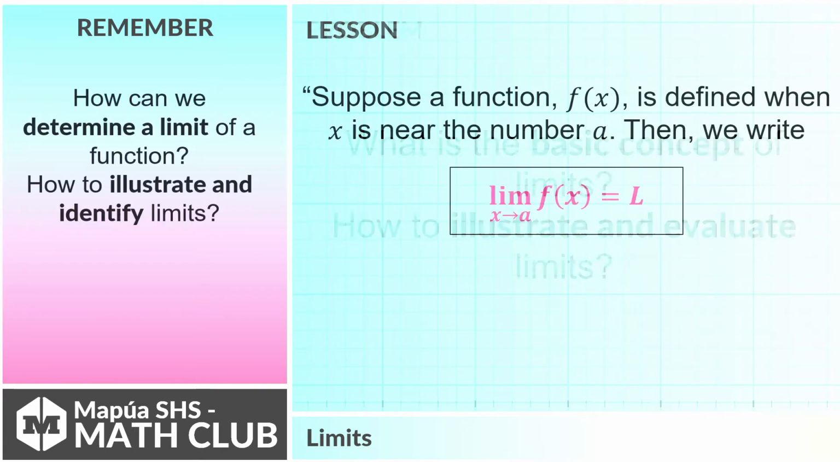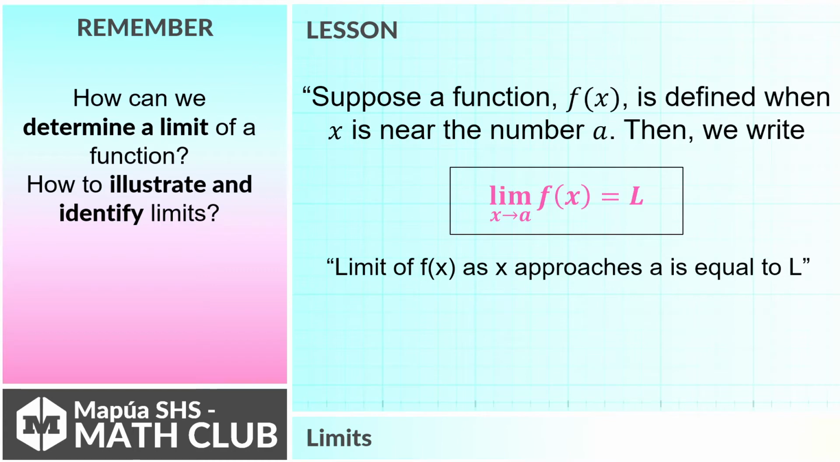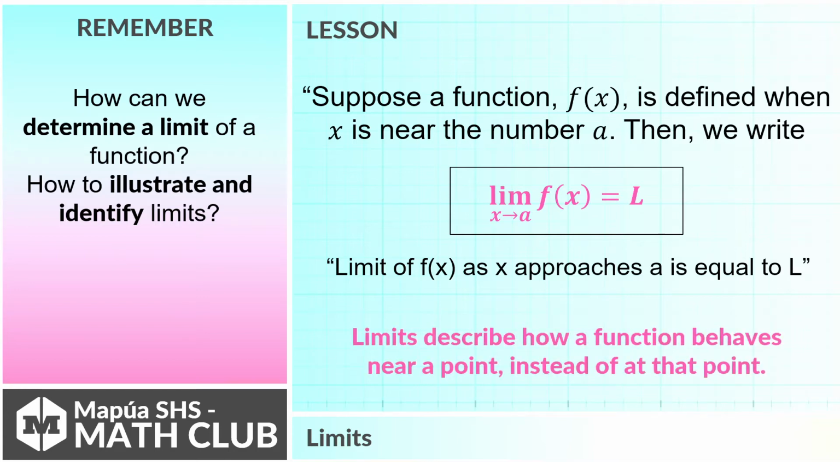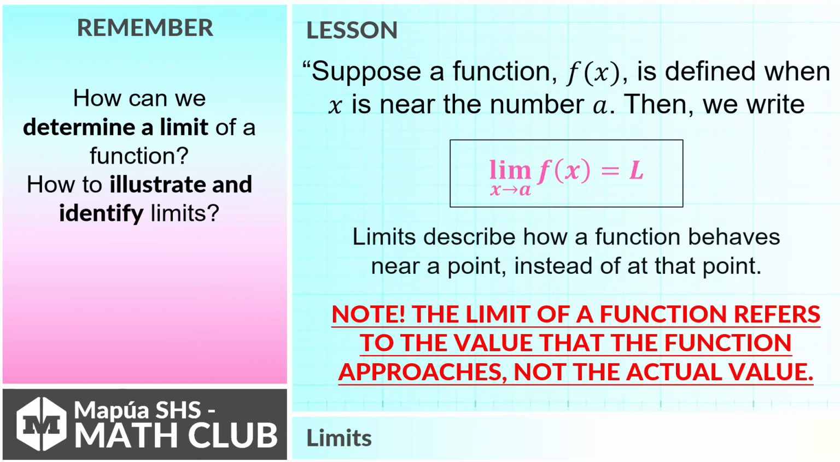To start off, the intuitive definition of limits says that suppose a function f of x is defined when x is near the number a, our constant. Then we write this notation, which can be read as limit of f of x as x approaches a is equal to L. To put it more simply, limits describe how a function behaves near a point instead of at that point. But remember that the limit of a function refers to the value that the function approaches, not the actual value.